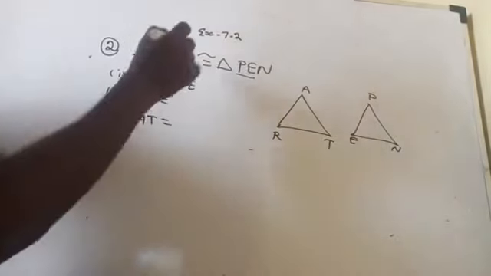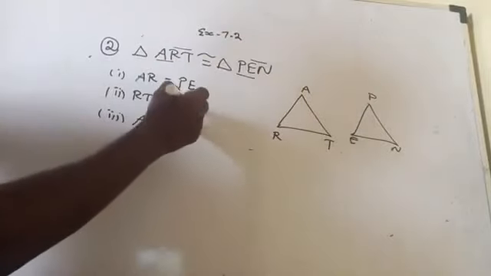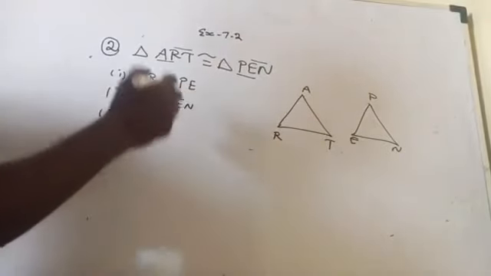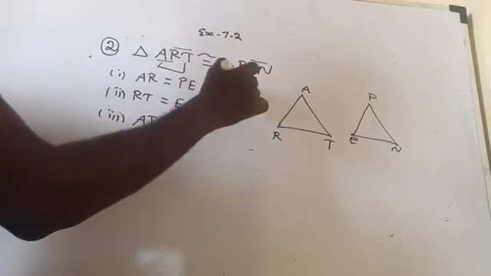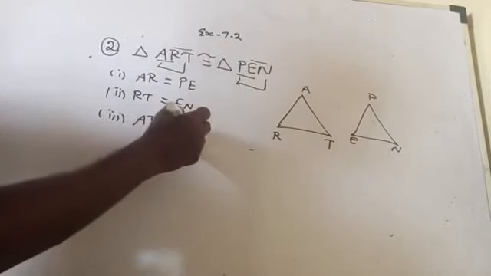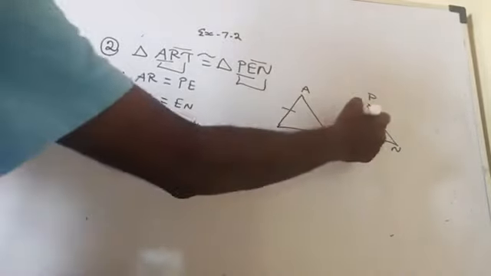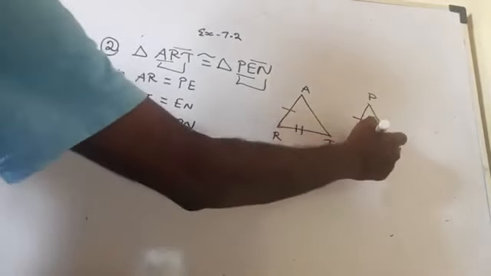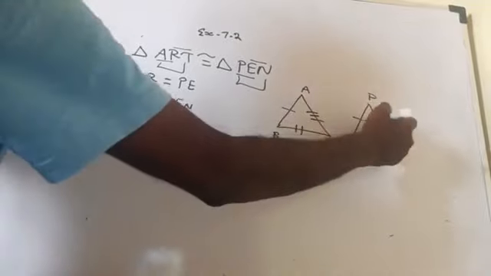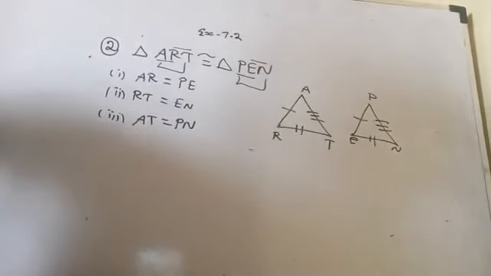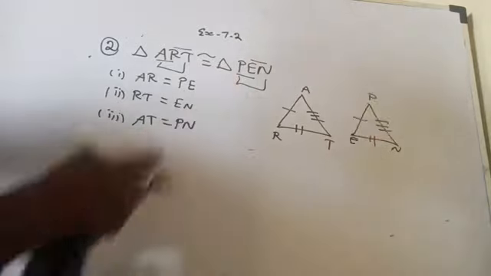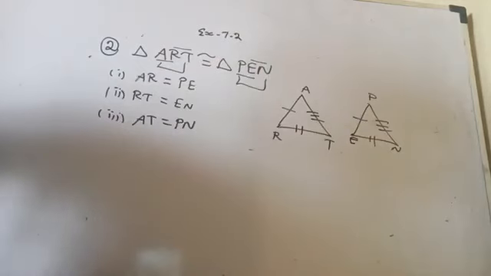Are you getting here? Then RT corresponds to EN. Then AT corresponds to what? PN. That is, AR is equal to PE, RT equal to EN, and AT is equal to PN. Then by the SSS congruence rule, you can conclude that these two triangles are congruent under the SSS congruence criteria. Are you getting here? Yes.